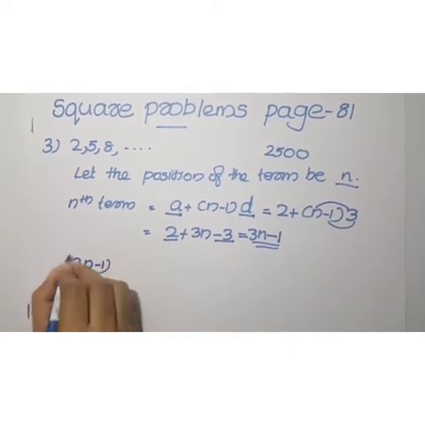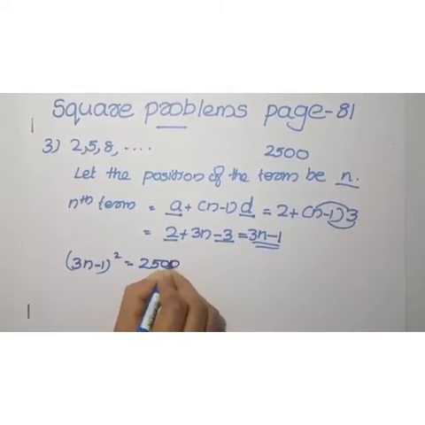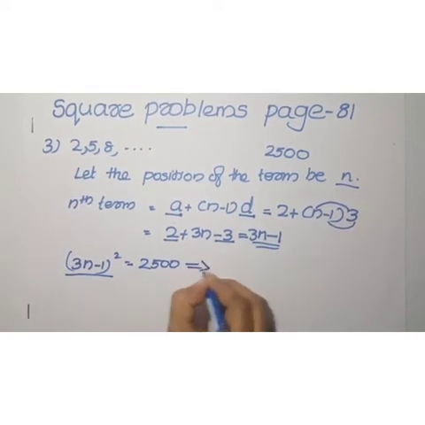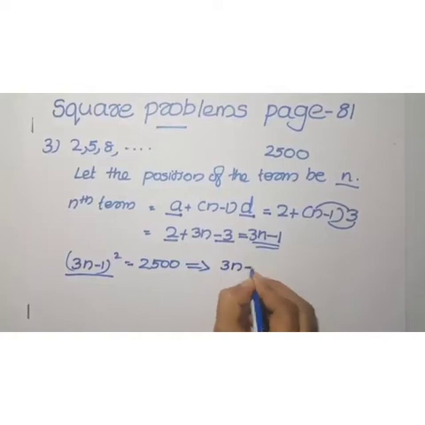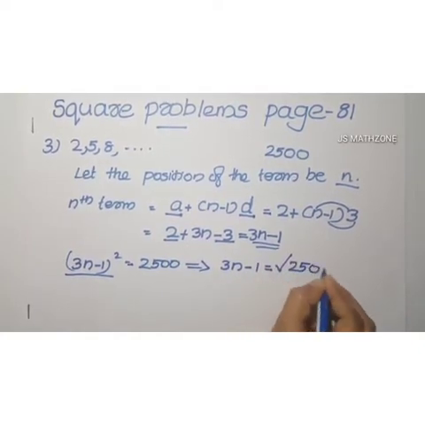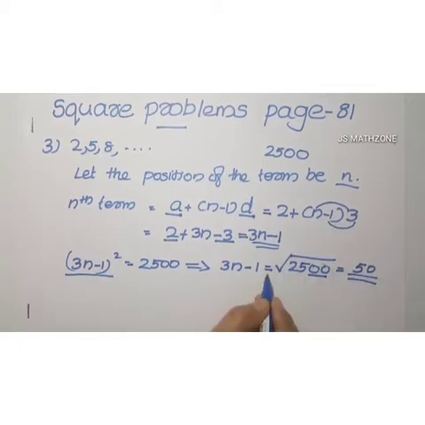So, we can write 3n minus 1 whole square is 2500. From this, we want to find n. What is n? 3n minus 1 whole square is 2500, which implies what is 3n minus 1? 3n minus 1 is the root of 2500. How much is root 2500? Root 25 is 5 and root of 2 zeros is 1 0. Therefore, the root of 2500 is 50, isn't it?